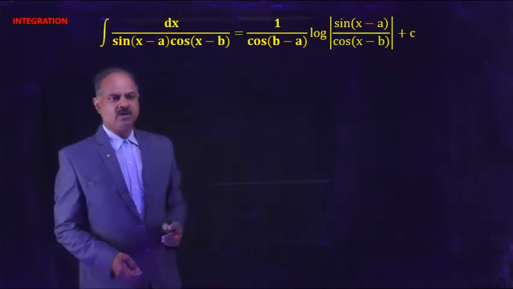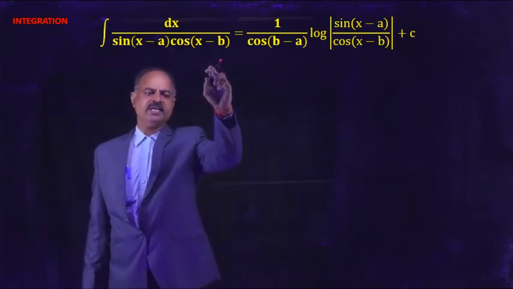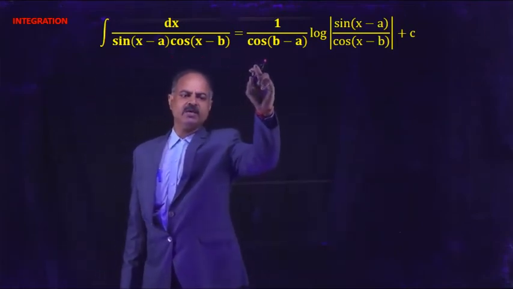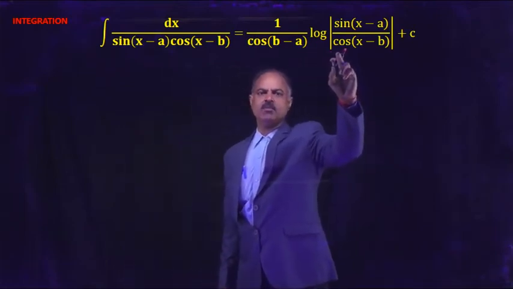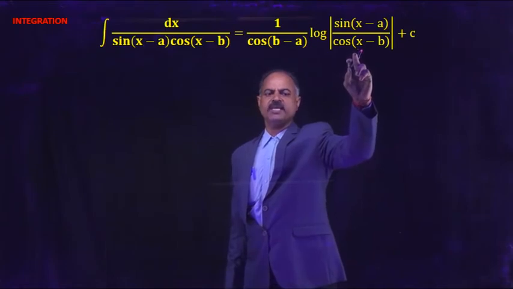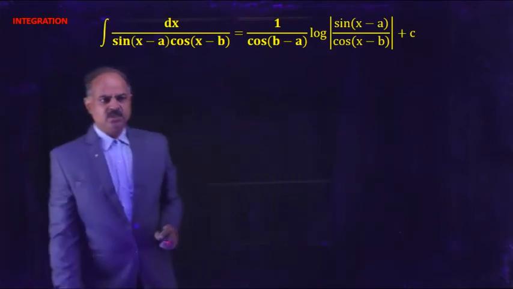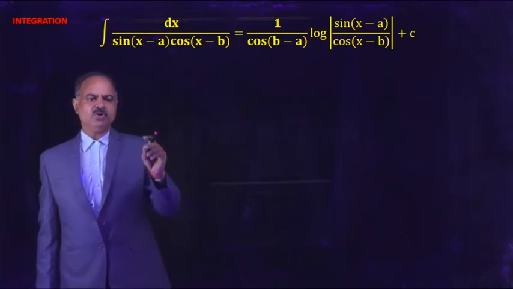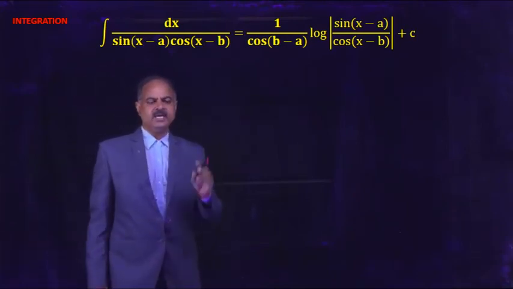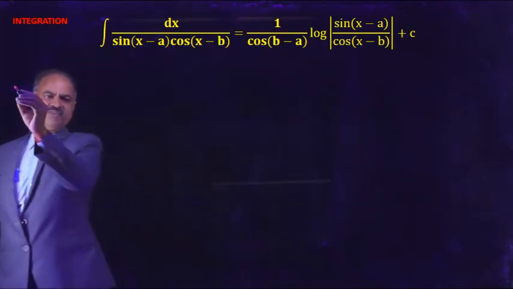Next formula: integral dx by sin (x minus a) into cos (x minus b) equals 1 by cos of (b minus a) into log modulus of sin (x minus a) divided by cos (x minus b) plus integration constant c. So we prove this formula. First multiply both numerator and denominator by cos of (b minus a). So first take the left hand side.